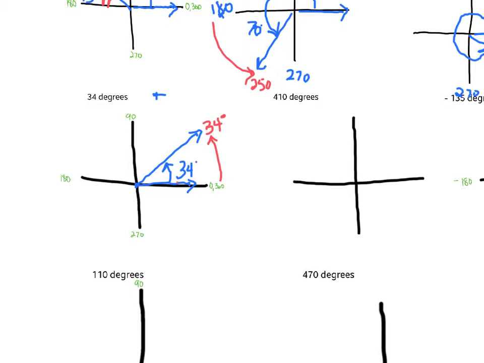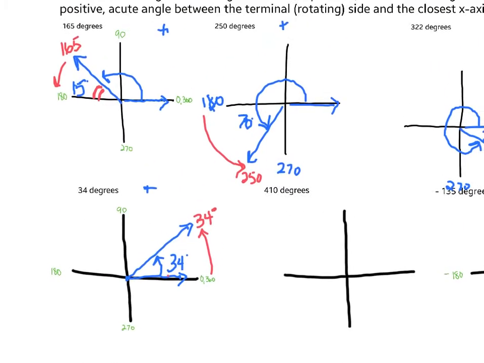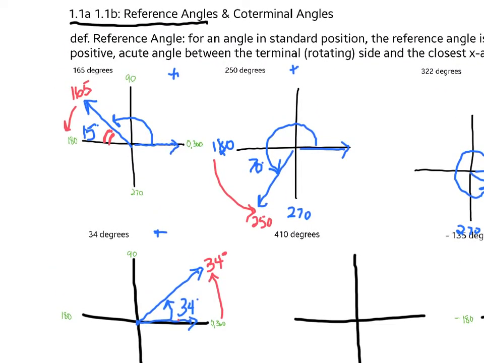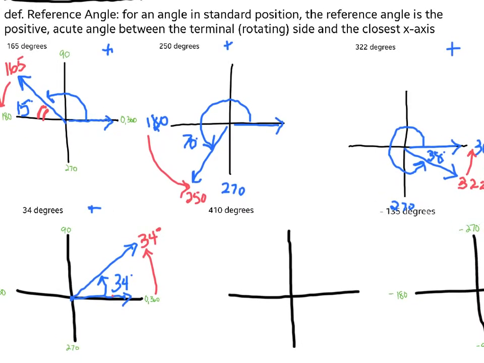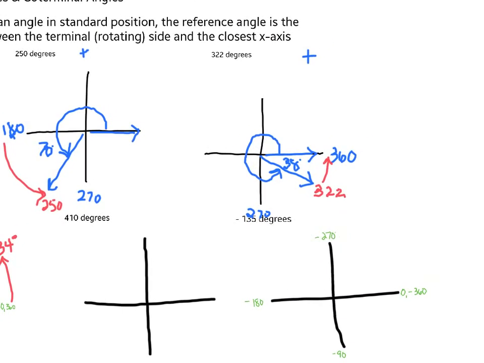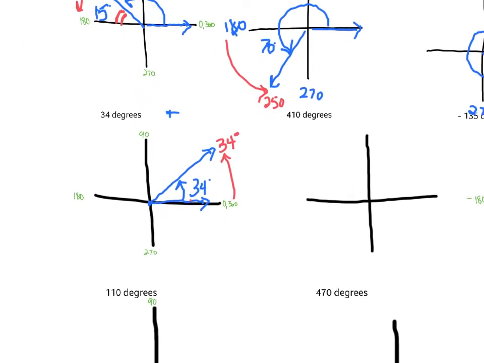Okay, people like to generalize rules. They'll come up over time, but in quadrant 2, it's the difference between 180 and the angle. In quadrant 3, it's the difference between the angle and 180. In quadrant 4, it's the difference between 360 and the angle. And in quadrant 1, it's just the quadrant 1 angle itself.